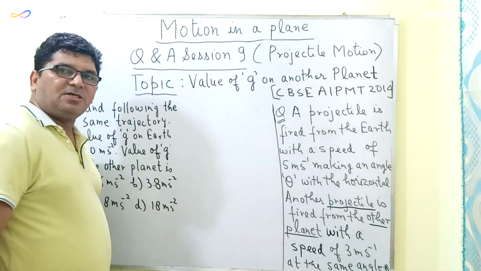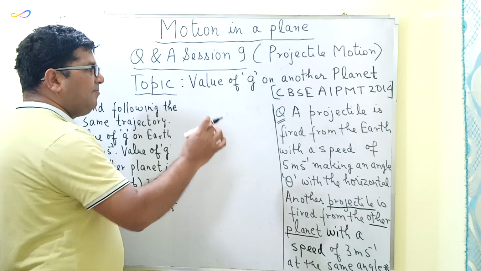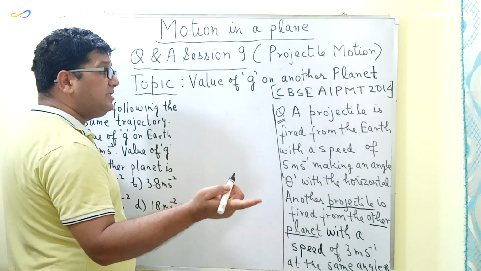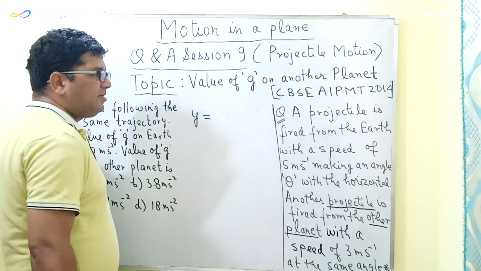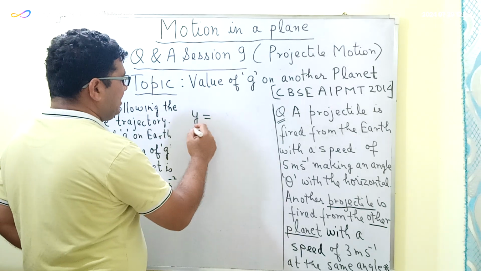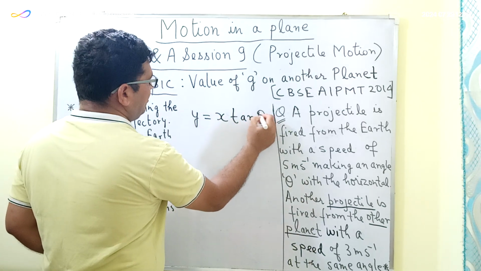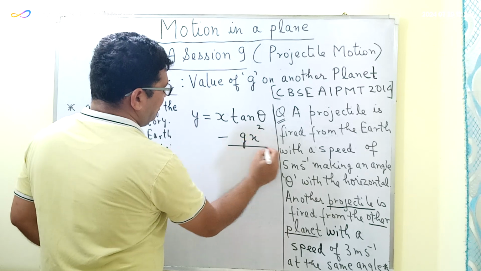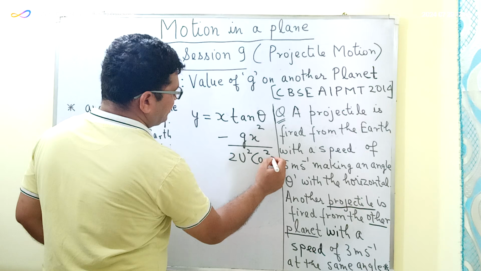This question is very easy, and it is basically based on the equation which defines the trajectory of a projectile. The equation which defines the trajectory of this projectile is given by y is equal to x tan theta minus g x square divided by 2u square cos square theta.